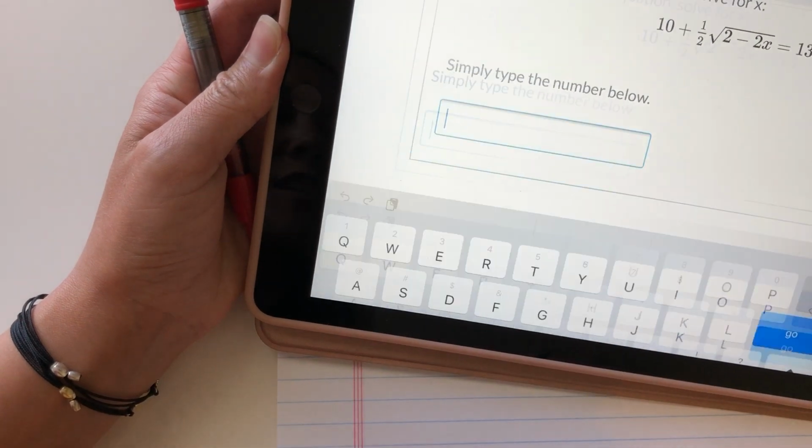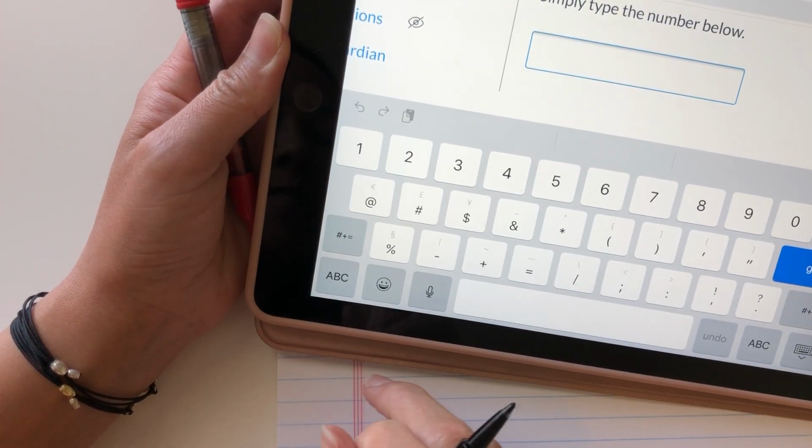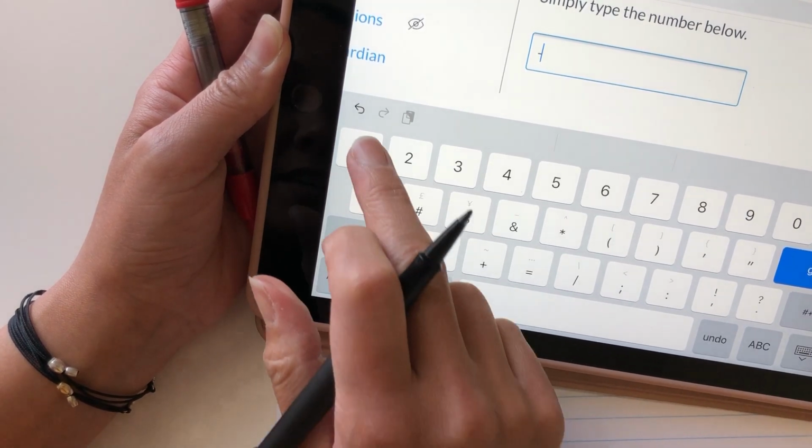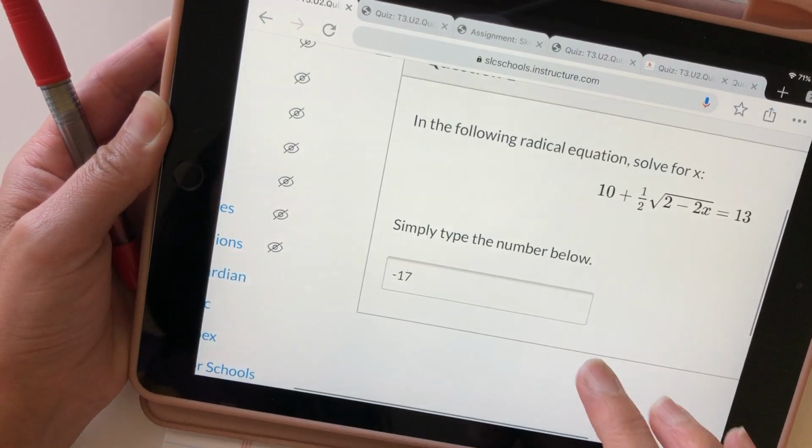It says to type the number below, so I would just get my, let's see, where's my -17? And then I would submit that.